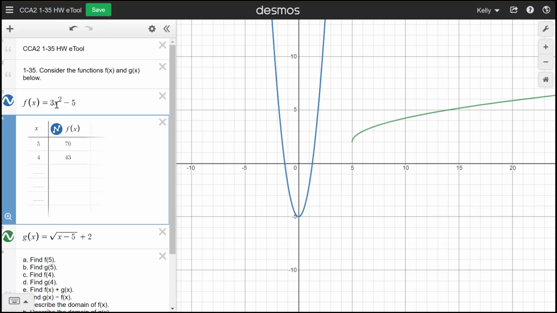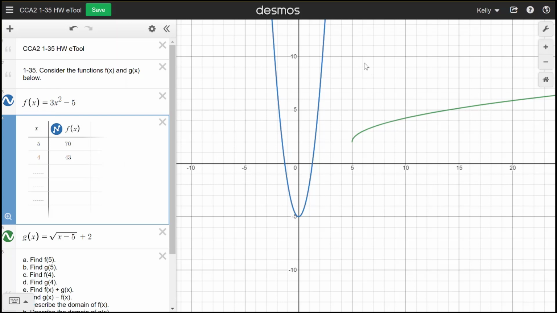If you plug these values in, if I put in 5 in here, it'd be 5 squared, which would be 25. 3 times 25 is 75. 75 minus 5 is 70. So that makes sense. Same thing here. If I put the 4 in, 4 squared is 16. 3 times 16 is 48. 48 minus 5 is 43. You can verify all of that on a calculator if you want.